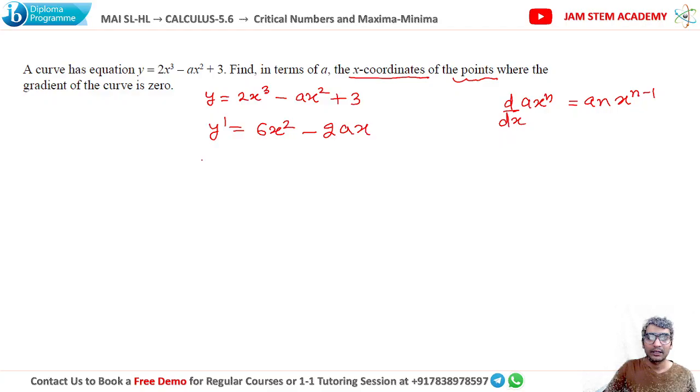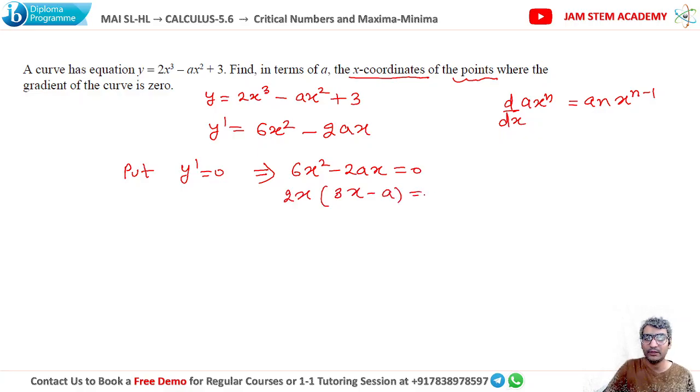Now it says in terms of a only, find those values of x where this y prime is 0. So put y prime equal to 0 and let's calculate the values of x from here. So 6x squared minus 2ax equals 0. Take out x common, or you can take out 2x common, which gives 3x minus a equals 0. That gives me x equals 0 and x equals a by 3. And these are the critical points for us.